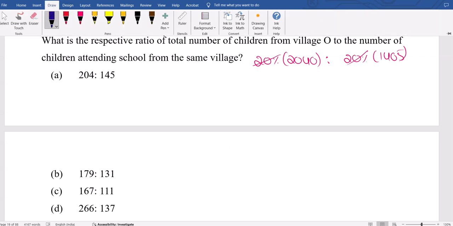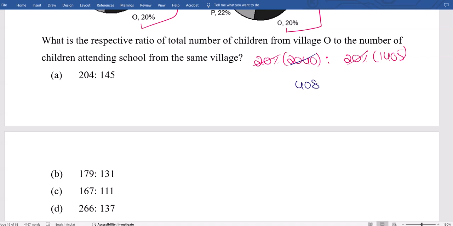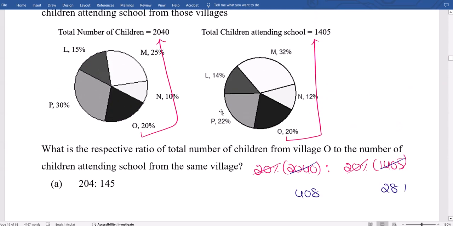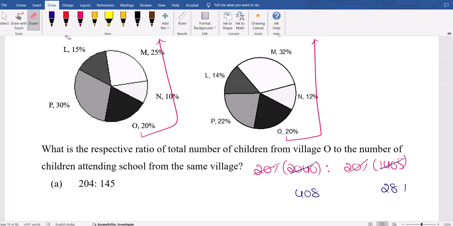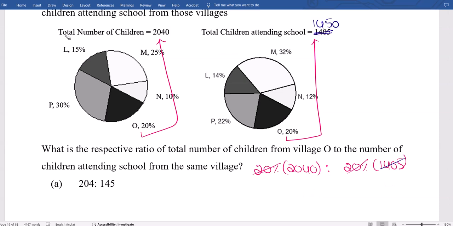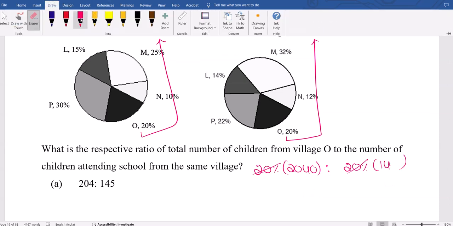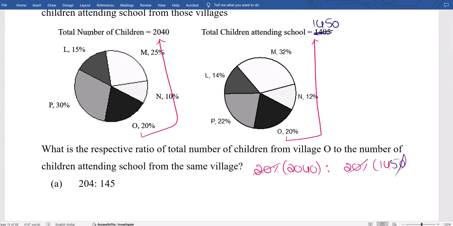if it is 1450, fine. This option A will come. But as per this, this is 408. 408 times 5, 281 times. Still, can we divide? No option. If it is 1450, it might be a typing error. If it is 1450, then directly we can go with option A. If it is 1450, this zero will cancel. We got 204 and 145.